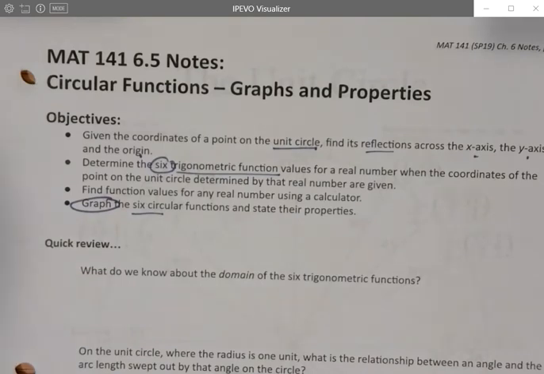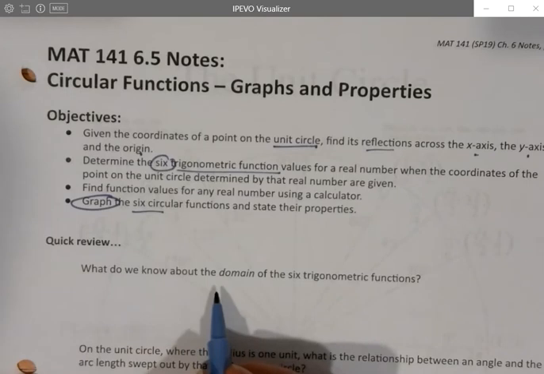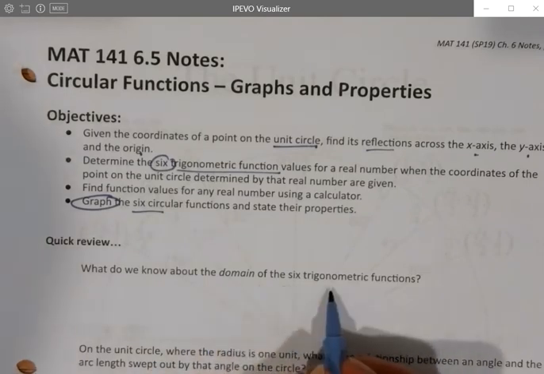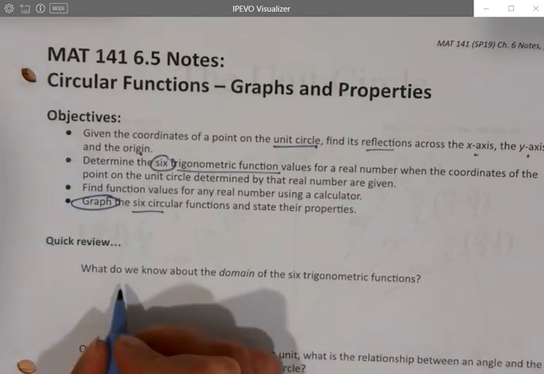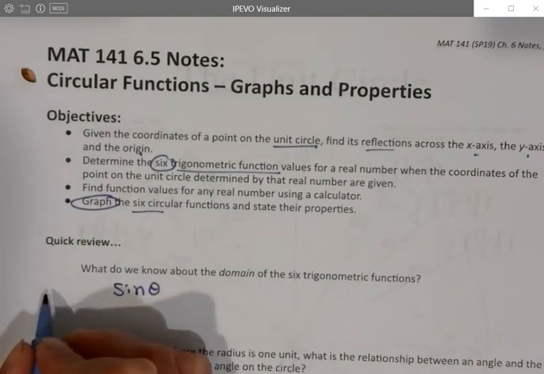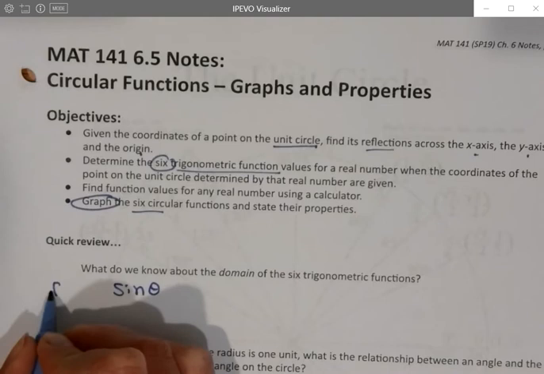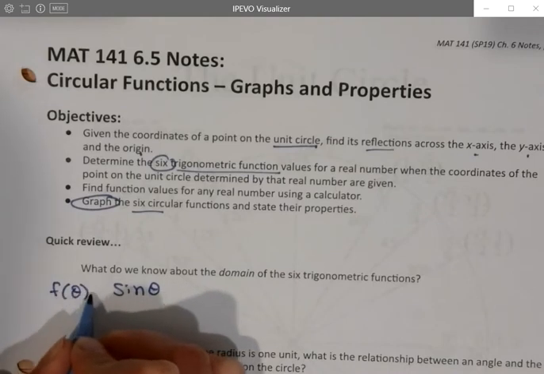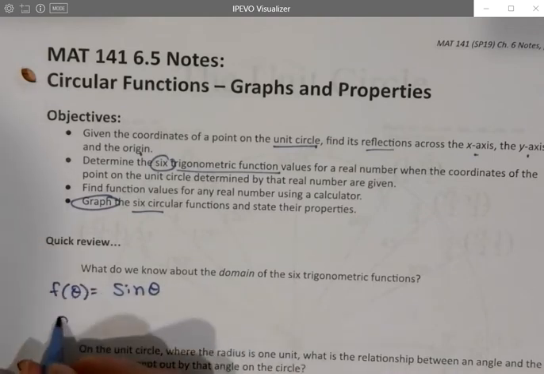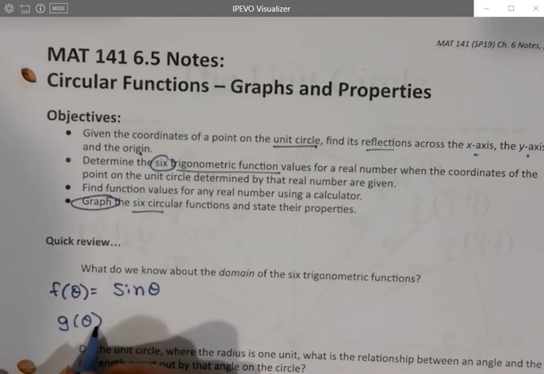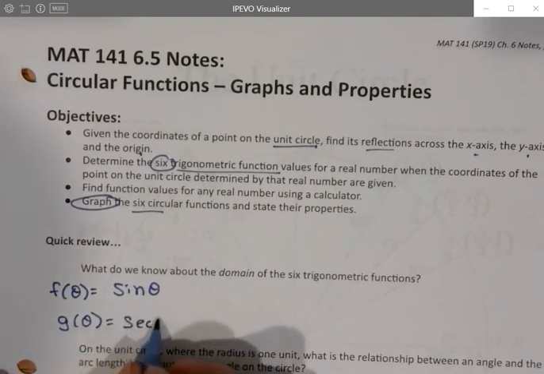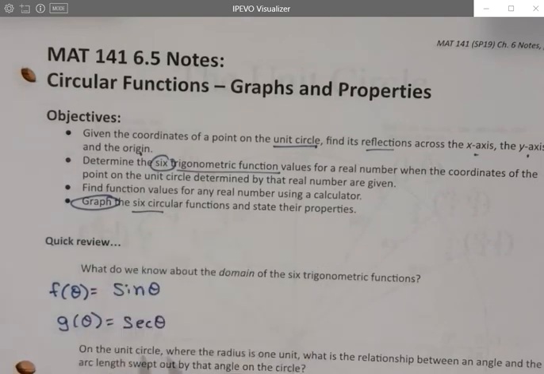So quick review. What do we know about the domain of the 6 trigonometric functions? They each take in an angle, like sine of theta. If I was to write this as a function, I might write f of theta equals sine of theta, or I could have another function g of theta equals any of the trigonometric functions, for example, secant of theta. It doesn't matter which of the 6, there's all 6 of them, of course. I just wrote down 2.